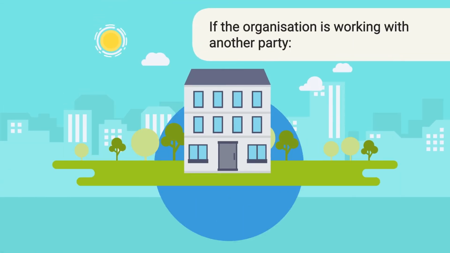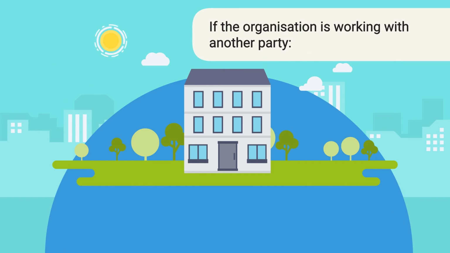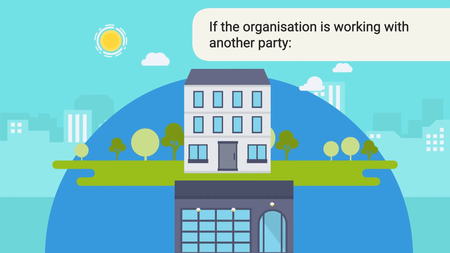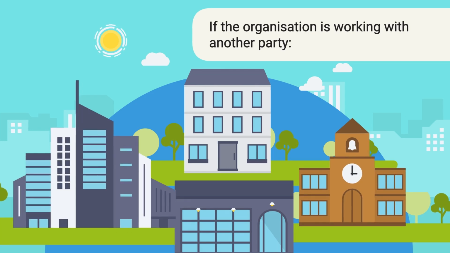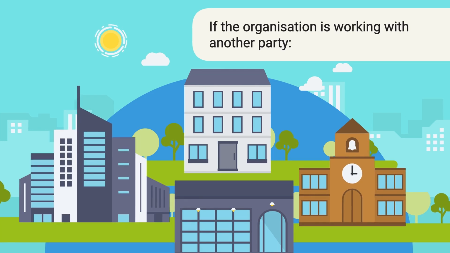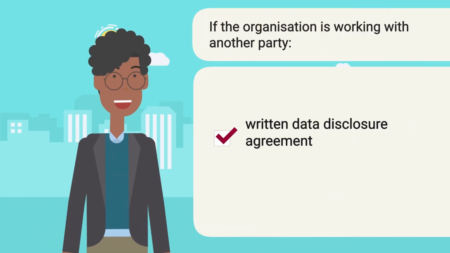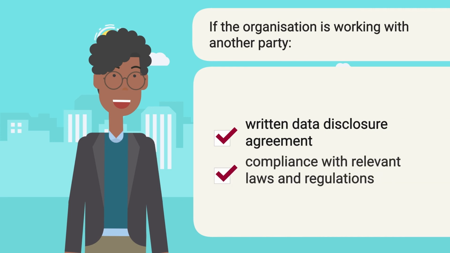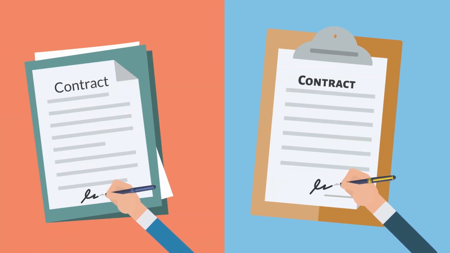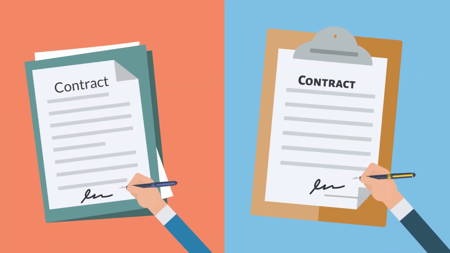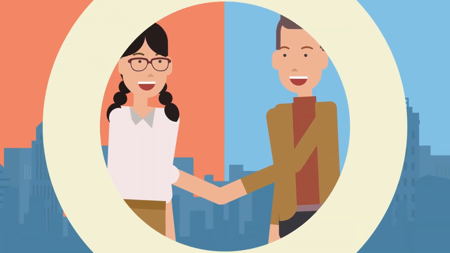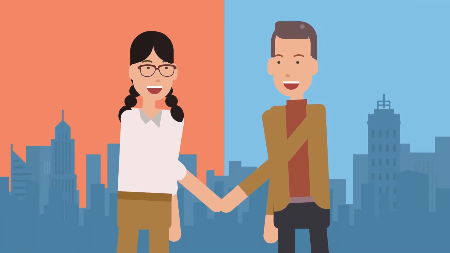If the organization is working with another party, for example, a consortium or implementing partner, a local government, an auditor, a consultant, or a software company, and the personal data will be transferred between them, a written data disclosure agreement needs to be signed to govern these activities and ensure compliance with relevant laws and regulations. Data disclosure agreements are usually added as annexes to the principal contract between the parties and sets out the details of the processing.